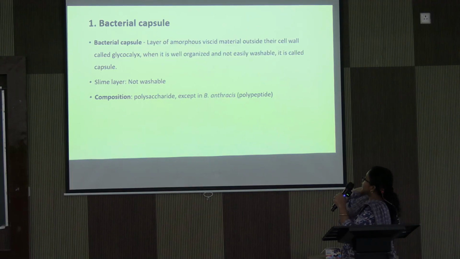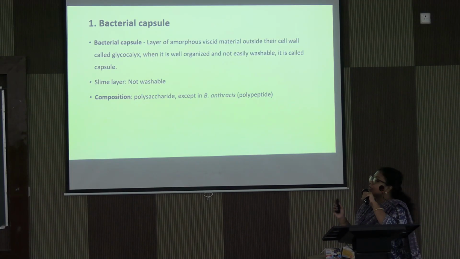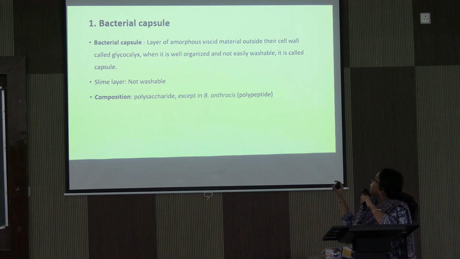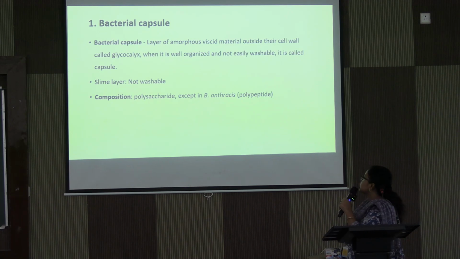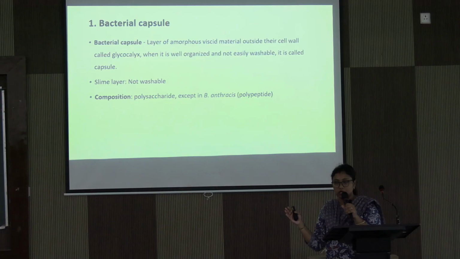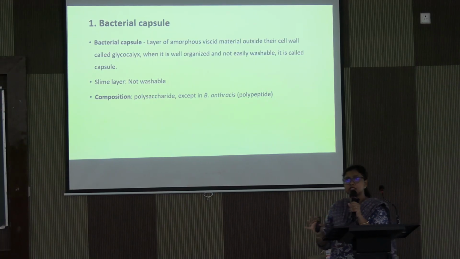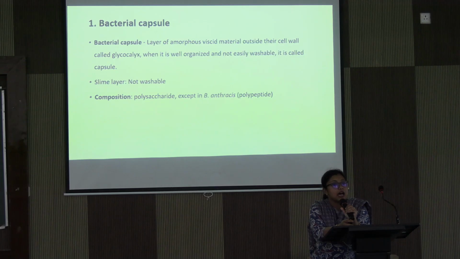You have to first define what a bacterial capsule is. It's a layer of amorphous viscid substance around the cell wall of the bacteria. There are two things: one is a slime layer, one is a capsule. When this layer is well organized and you cannot wash it off, it is called a capsule. But if it is not, may I please know what is happening?